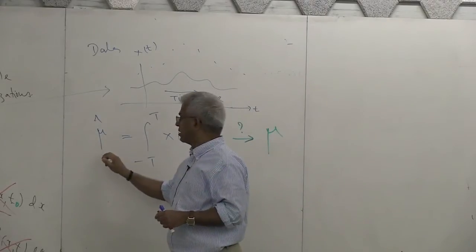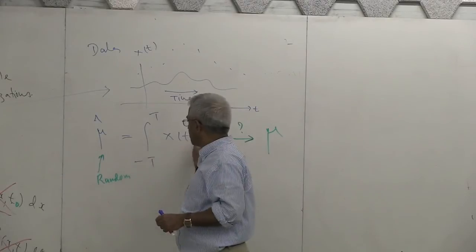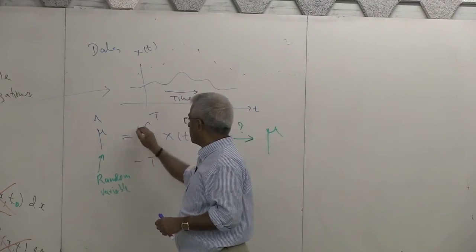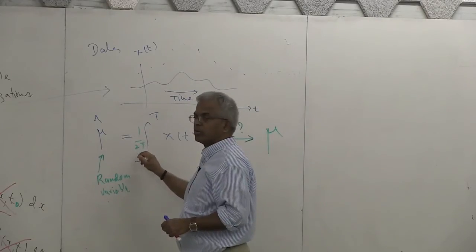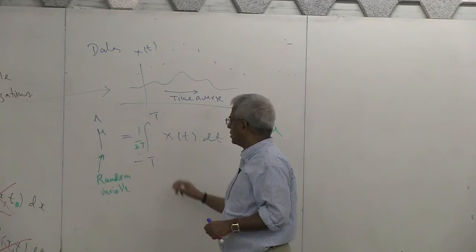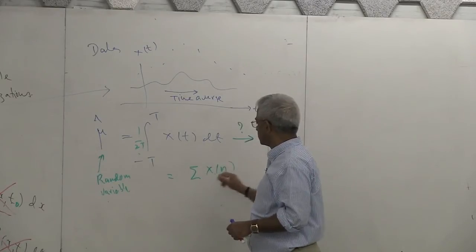Remember, this is a number, but this is a random variable because here you are just averaging many random variables. Let me put here 1 over 2T also. I'm doing a truly time average. And in the discrete case, it's like this.